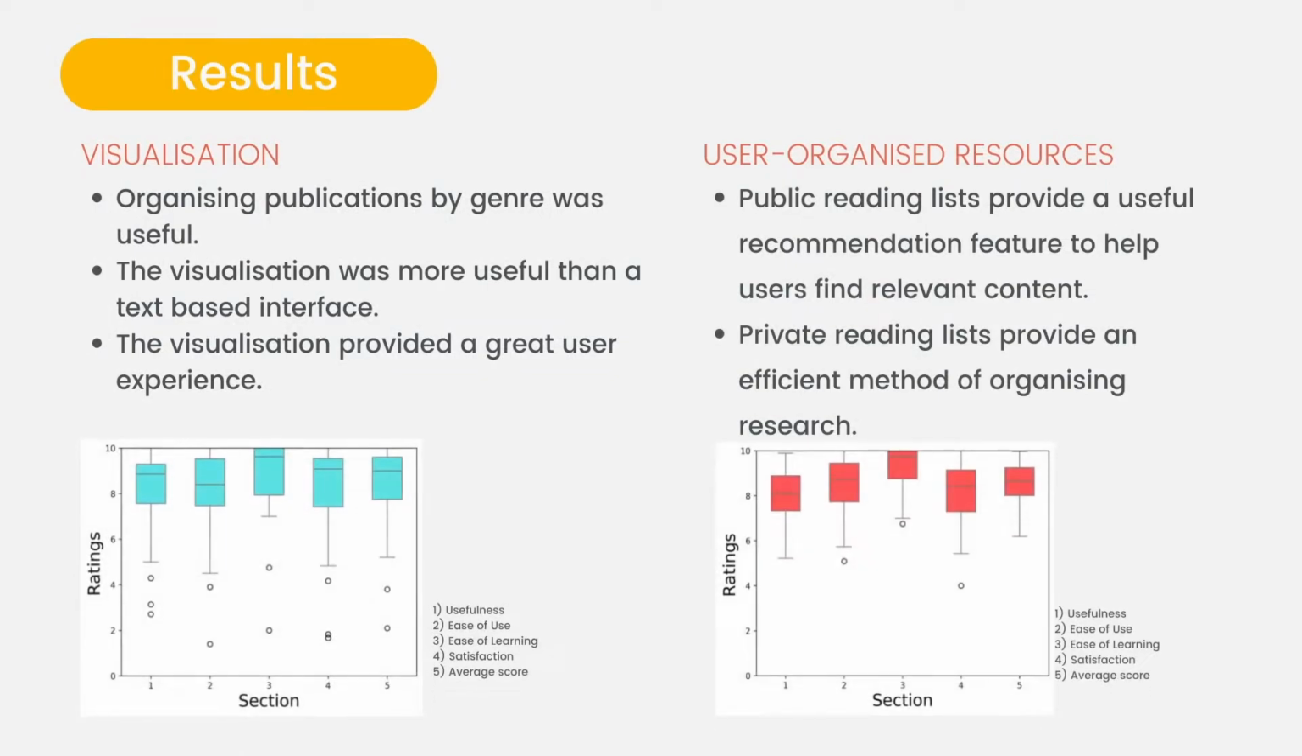The results showed that organizing publications by genre was useful, and that visualizing this organization was especially useful. It was also found that the visualization provided a great user experience. The results of the evaluation from the user organized system found that the public reading lists provide a useful recommendation feature to help users find relevant content, while the private reading lists provided an efficient method of organizing research.